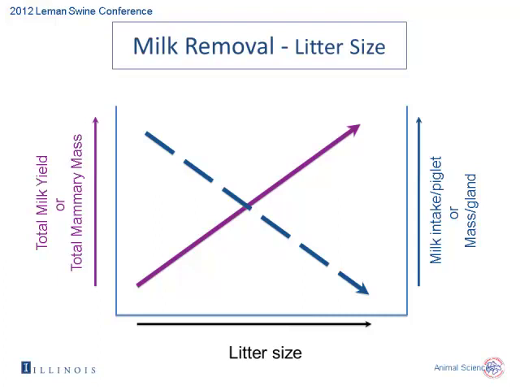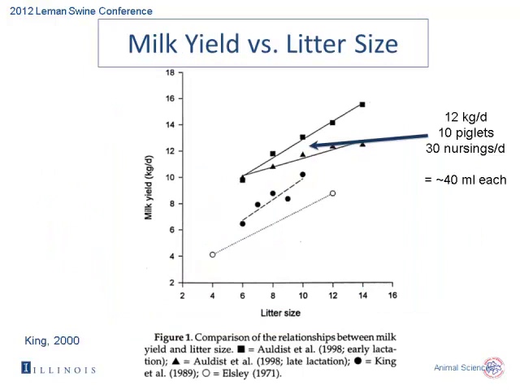Okay, these are some estimates of milk yield by litter size. A lot of these go back to the late 90s, so I'm not sure exactly where we are today on this. This is where I did a crude estimate of 40 mils per nursing. Just a spot near the middle here: 12 kilograms per day, 10 pigs in a litter in that particular case, 30 nursings per day. This is where I roughly got the 40 mils from.